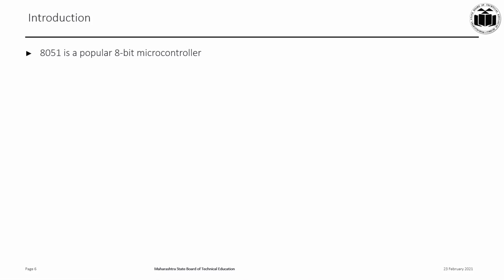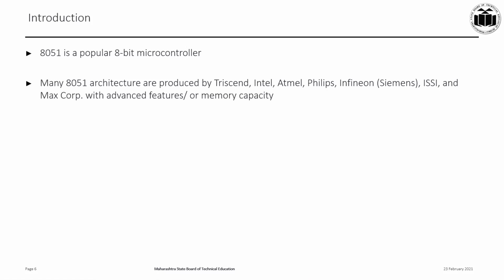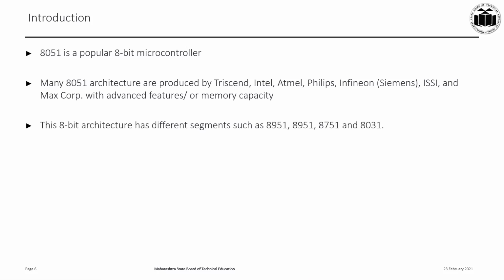8051 is a popular 8-bit microcontroller and has been used in many applications since Intel introduced it. Many 8051 architectures are produced by Atmel, Intel, Philips, ISSI, Maxim Corporation and others, with more advanced features or with a more memory capacity. The 8-bit architecture has different segments such as the 8951, 8952, 8751 and 8031. And the features of all these will be discussed in the session.